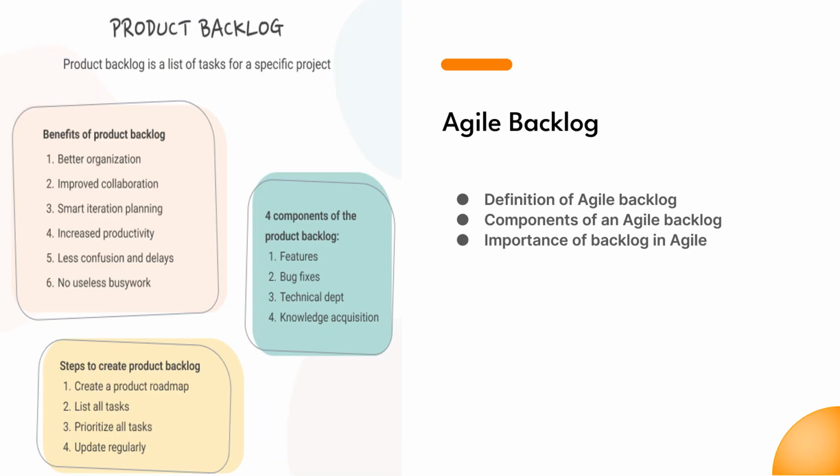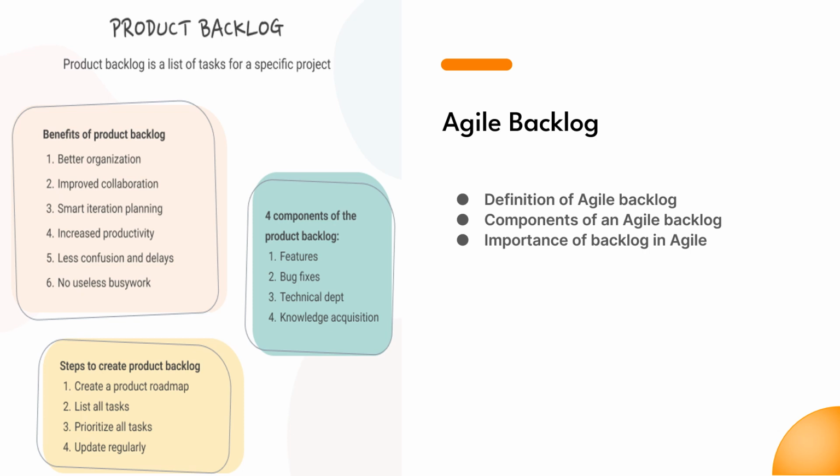An Agile backlog is a dynamic and evolving list of user stories, features, enhancements, bug fixes, and other tasks that represent the work needed to deliver a product or project. It serves as a centralized repository of work items that the team plans to address in future iterations or cycles.